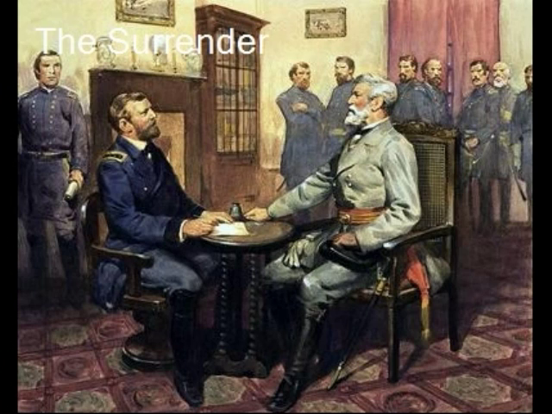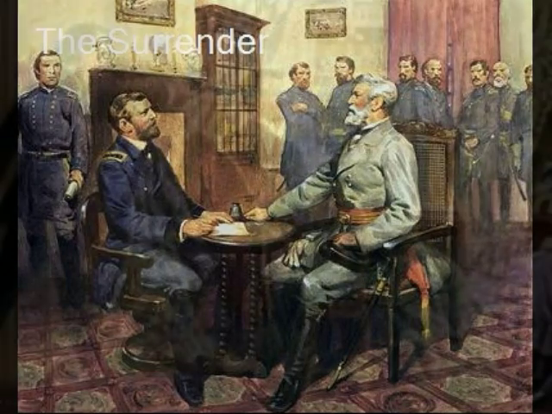Finally, on April 9th of 1865, General Robert E. Lee, the leader of the Confederate Army, surrenders to General Ulysses S. Grant. The war is officially over and the Union has won.